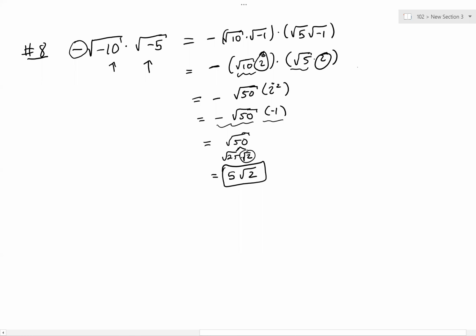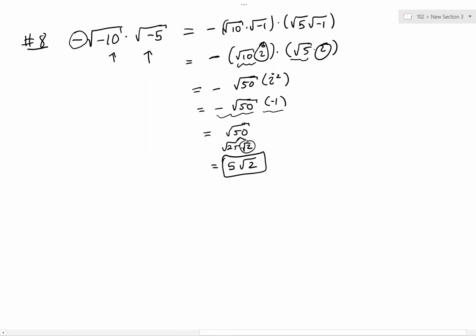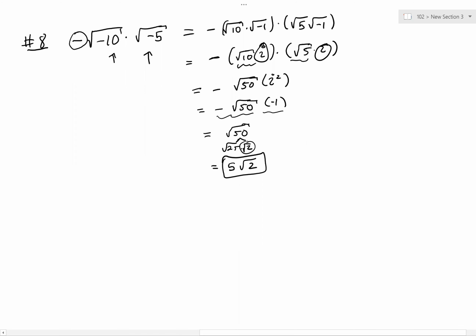Now the next four are a little bit different because we're not multiplying two radicals containing negatives, rather just expressions that involve complex or imaginary numbers. So number 9 here, we're being asked to multiply -6i times 2i.